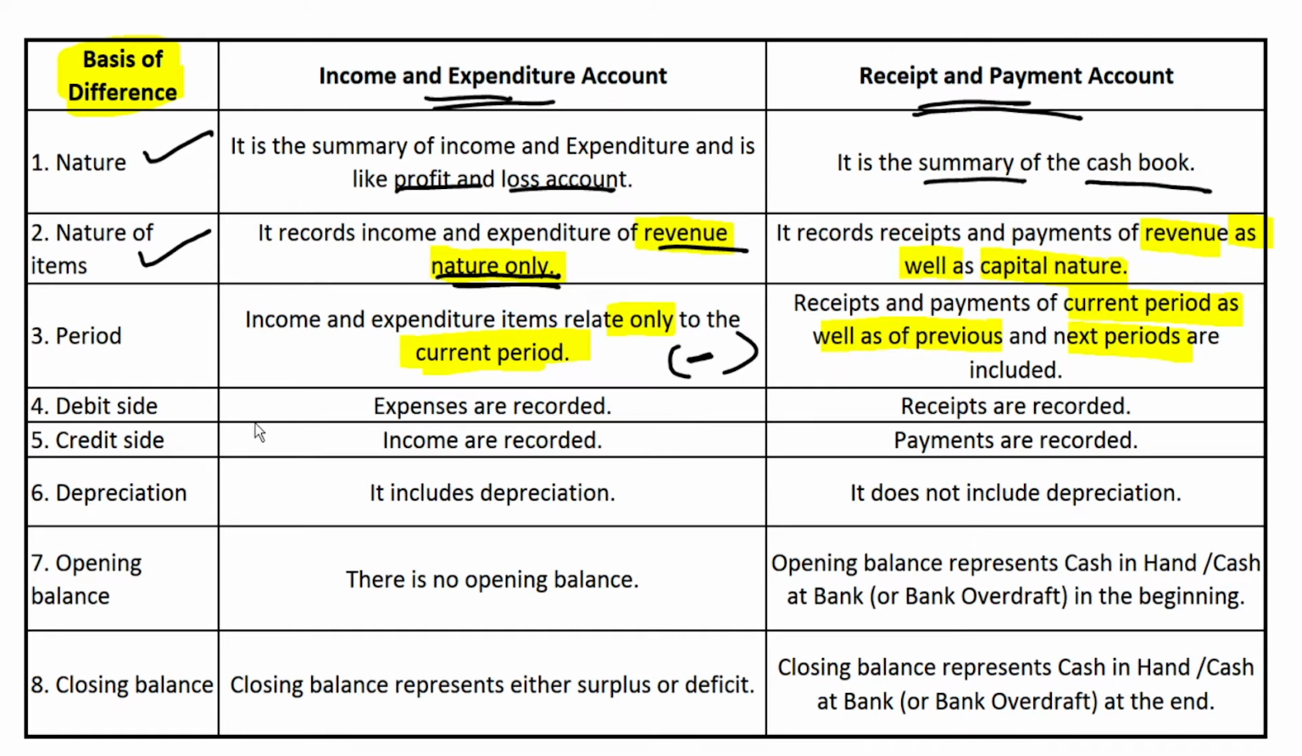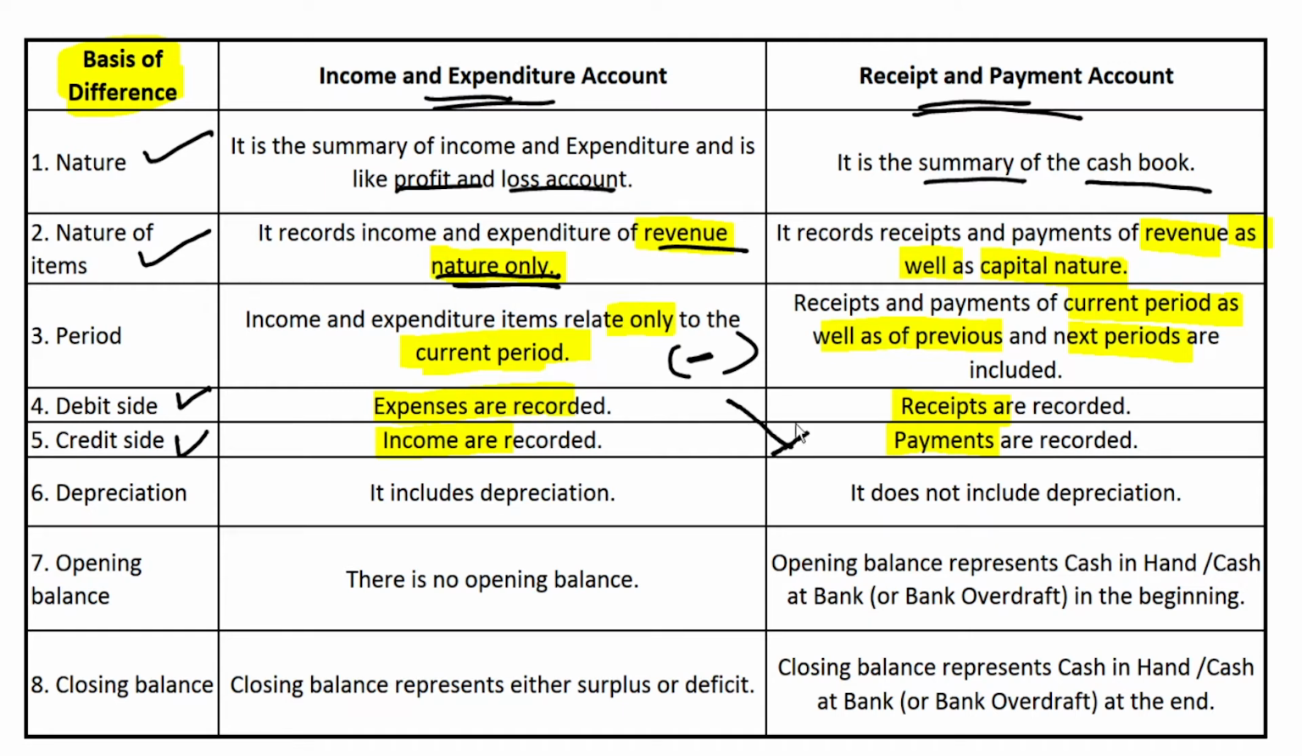Moving on to the next one, based on the debit side and credit side. What will be the debit side entries and credit side entries? Usually in income and expenditure account, the debit side records expenses and the credit side records the incomes. But in receipts and payment account, the debit side records receipts and the credit side records payments, just opposite to the income and expenditure account.